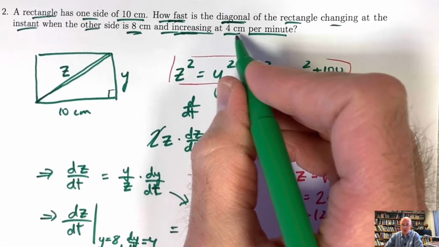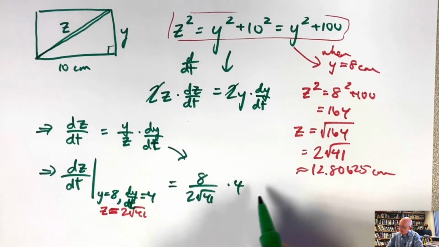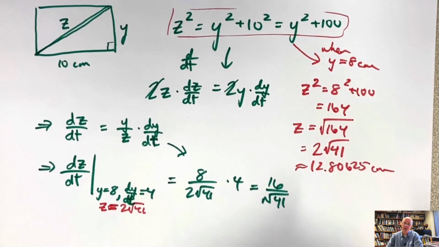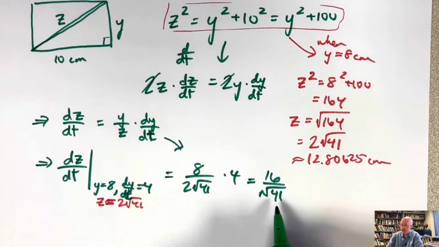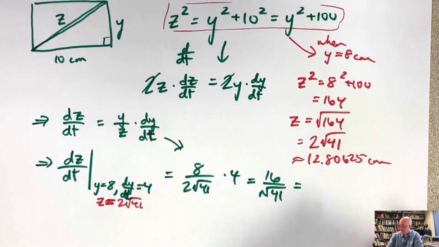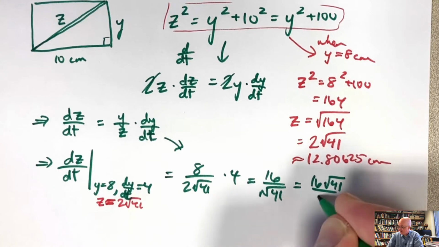That is 4 at this moment in time. 8 divided by 2 is 4. 4 times 4 is 16. It looks like I get 16 over square root of 41. That's fine for an answer. You don't have to get rid of radicals in denominators. It's not like dividing by 0. It is allowed. However, you could rationalize the denominator if you wanted to. This is the same as 16 times the square root of 41 over 41.